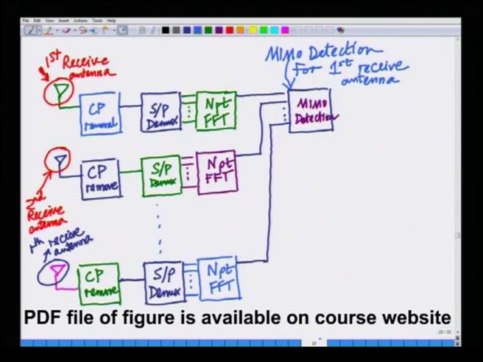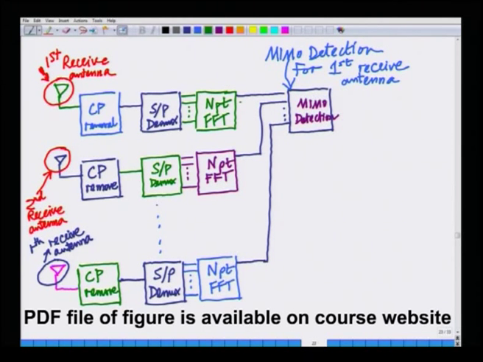And we had started looking at the corresponding receiver schematic. We said at each receiver we repeat the same thing: remove the cyclic prefix, parallelize, compute the N-point FFT, and now across each subcarrier I need to perform a MIMO detection. So, let me complete this module over here.